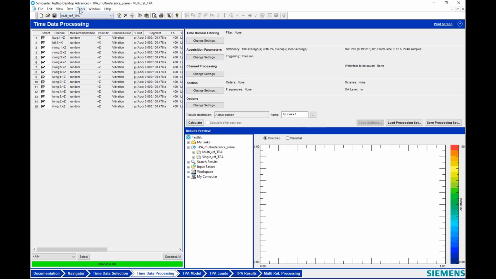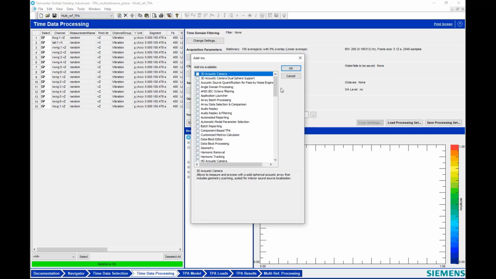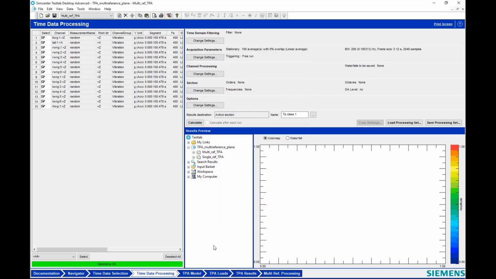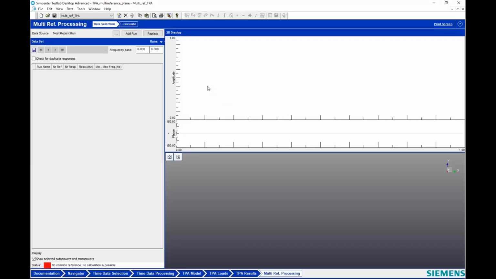And then I go into the principal component analysis worksheet with those cross powers. So that requires 25 tokens. And that gives us this multi-reference processing worksheet. So this is the first add-in. It gives you this. So I've got one run here, and it's the most recent run. So this is this TPA class run I just calculated.